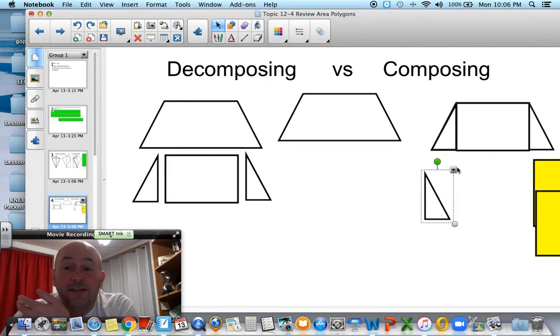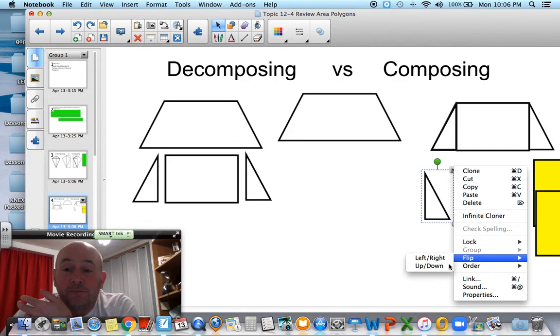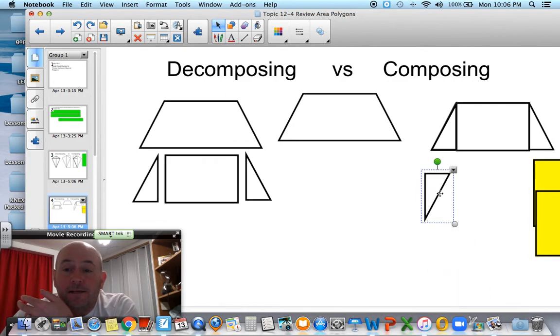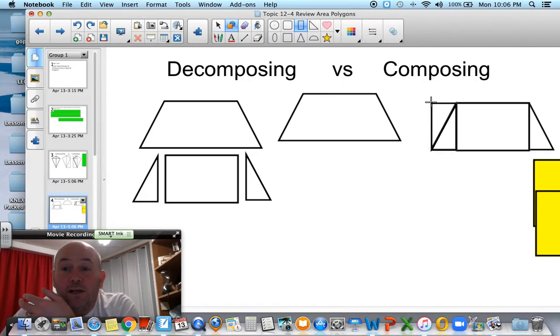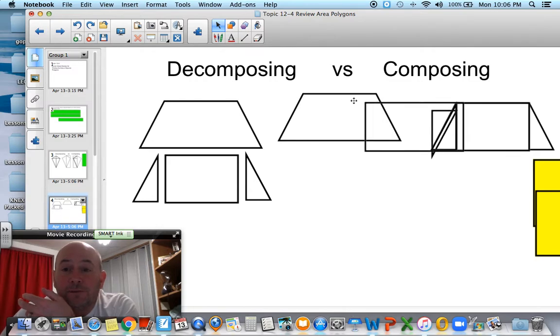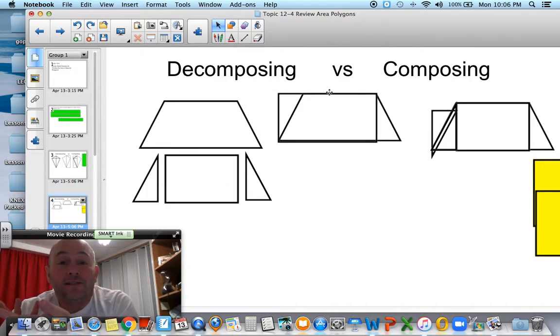So if I take this and I flip it, I can then park it up above the other smaller triangle, and then what I have is a working rectangle that has the same area as the original trapezoid. Okay, so if I get rid of that, I can see that there we go. All right, so it has the same area as the original trapezoid. We just parked the shapes in different positions.